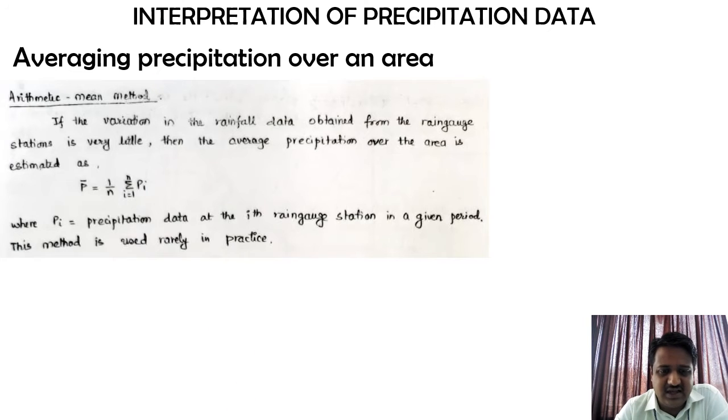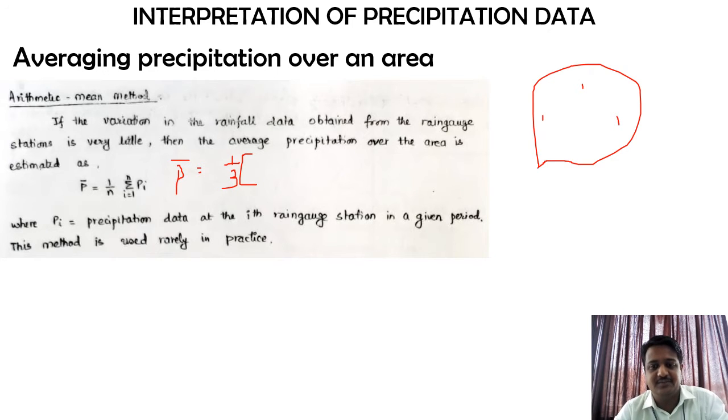So what they are trying to say in this explanation is, if I have these three rain gauge stations placed, then the average precipitation will be 1 by n. Here it will be 1 by 3. So this P bar is given by 1 by 3 into bracket. What the summation of i varying from 1 to n of Pi is indicating is, since I have 3 rain gauge stations over here, I am just going to add up all these 3.